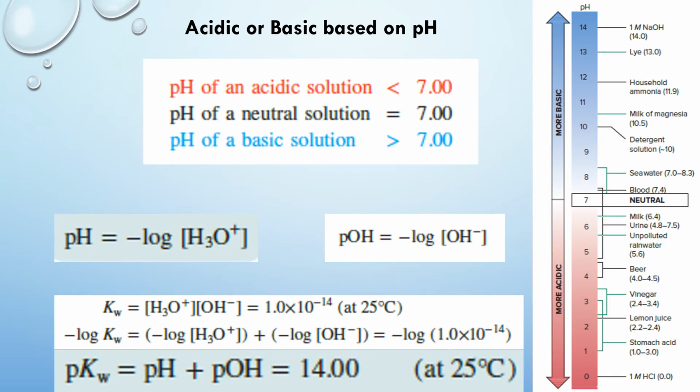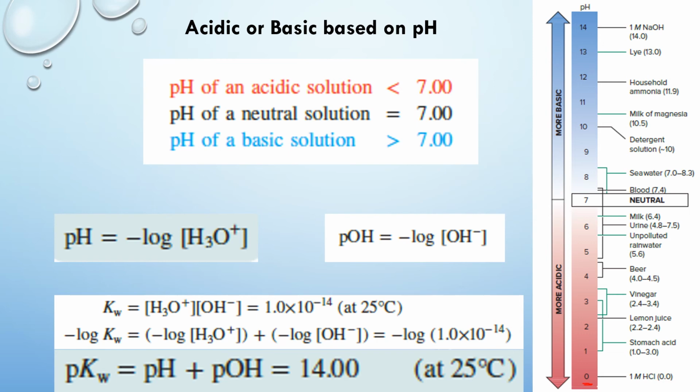So this slide just summarizes what we learned in the previous 2 slides. For a pH less than 7, we call it an acidic solution. For a basic solution, the pH is greater than 7. For a neutral solution, the pH is equal to 7. And on this chart on the right, you can see the pH range of some common acids and bases. The stronger the acid, the lower the pH value.